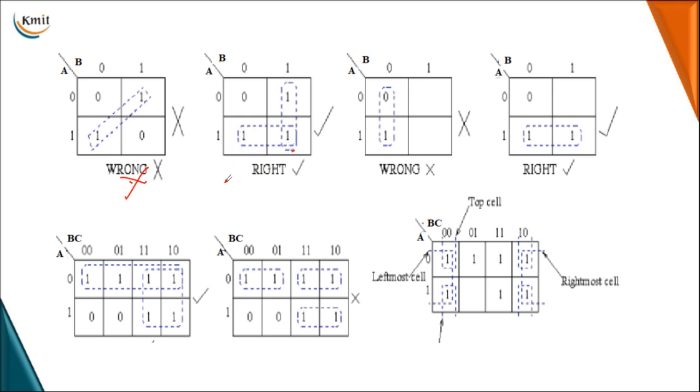Then we can have a function where the minimal expression is, as for these 2 minterms the common variable is b, and for these 2 minterms the common variable is a. So hence the minimal expression is b OR a.